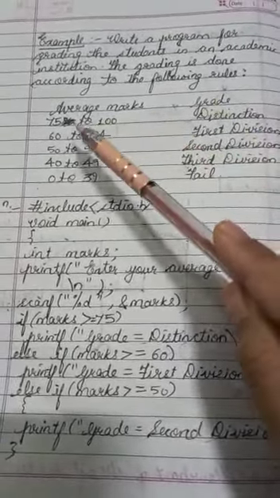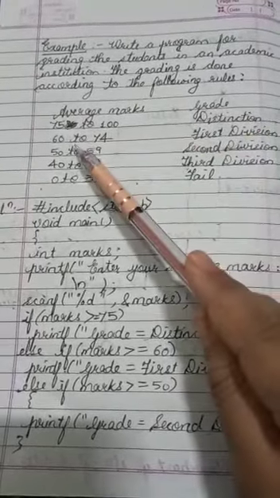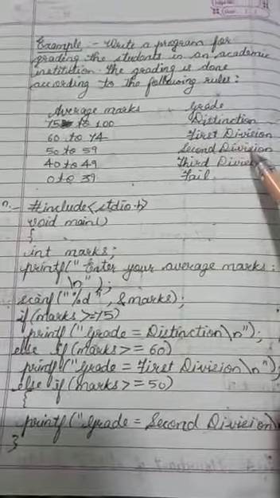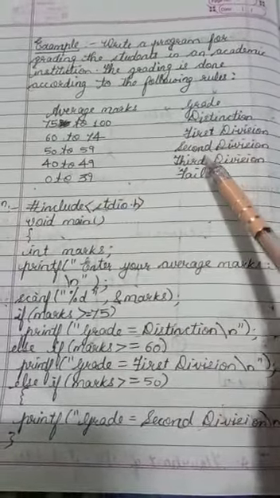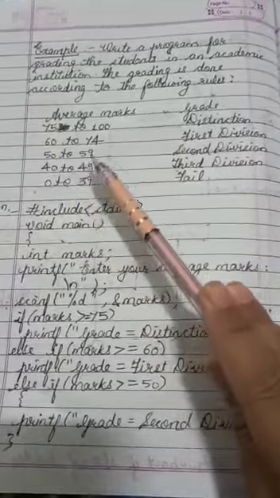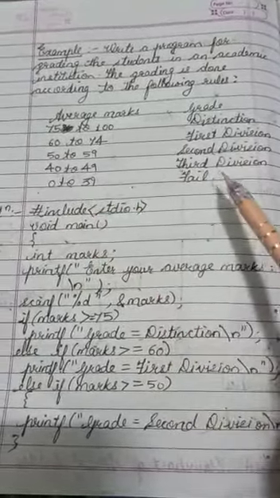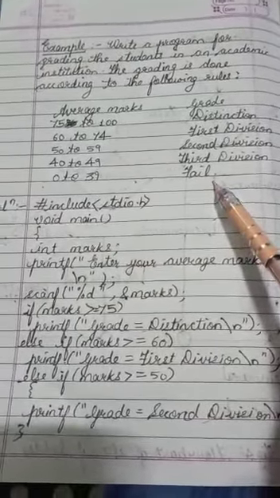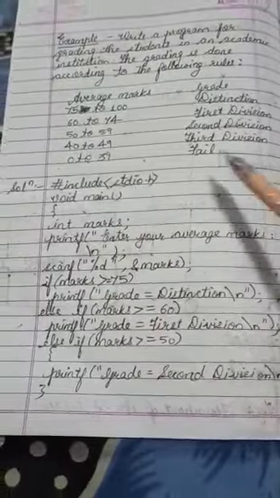If the average marks is between 75 to 100, the grade is distinction. If it is between 60 to 74, it is first division. If it is between 50 to 59, then second division. And if it is between 40 to 49, third division. And if it is between 0 to 39, the grade is fail. Now, using the else if ladder, we can write a program in this way.